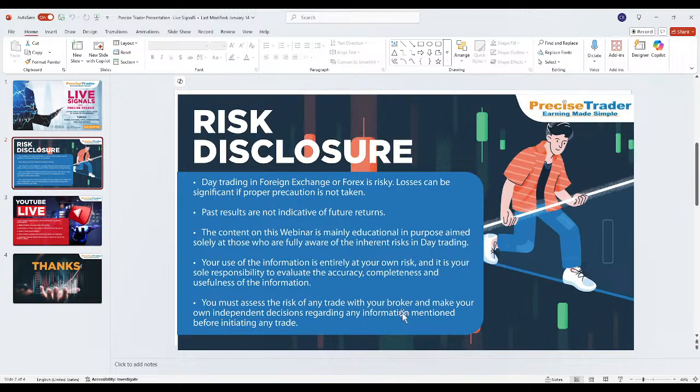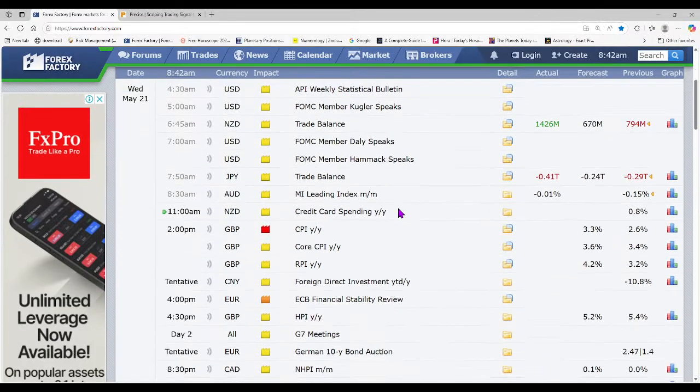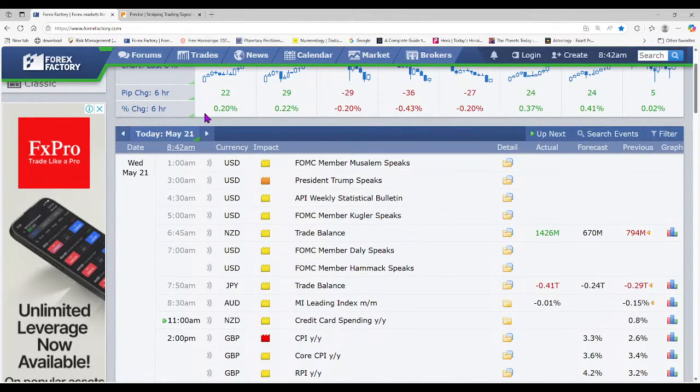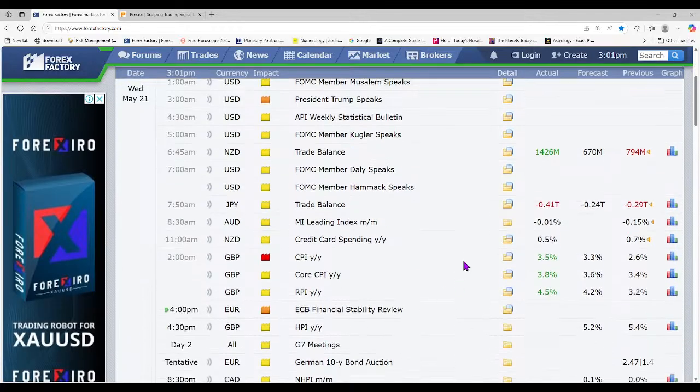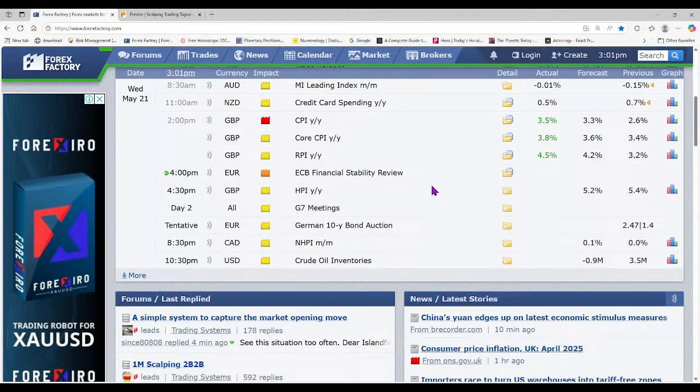So now with that we move on to our live analysis. The CPI from the pound came out slightly better than expected. The market was expecting 3.3, but it came out at 3.5. So that's one of the reasons why we are seeing the strength on the pound.